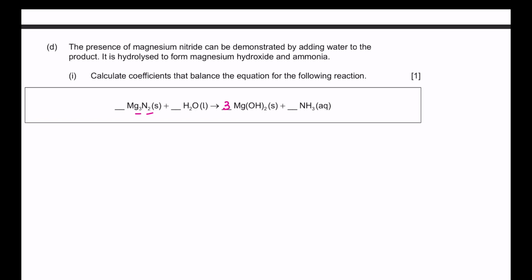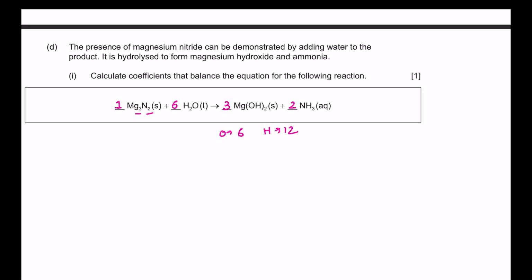In order to balance the nitrogen, we have to put a 2 here, right? Magnesium and nitrogen is balanced. We can put a 1 here. Now water, the number of oxygen atoms on the right hand side is 6, and the number of hydrogen atoms on the right hand side is 6 plus 6, that is 12. So oxygen is 6, hydrogen is 12. So if I put a 6 in front of H2O, that will technically balance the entire equation.